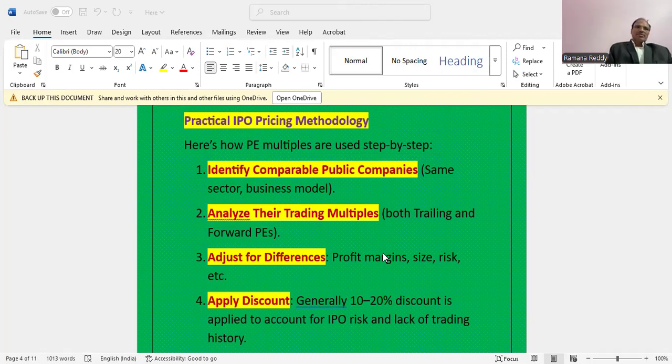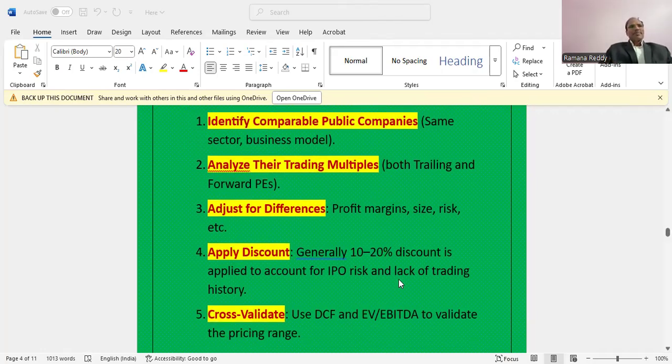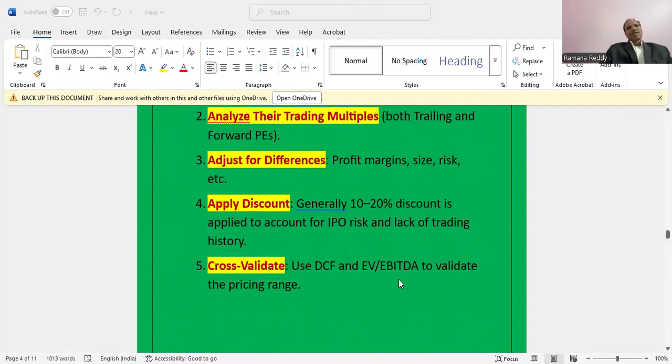Analyze their trading multiples, both trailing and forward PEs. Adjust for differences: profit margin, size, risk. Apply discount. Generally a 10 to 20% discount is applied to account for IPO risk and lack of trading history. Cross-validate, use DCF and other methods, EV to EBITDA, to validate the pricing range.